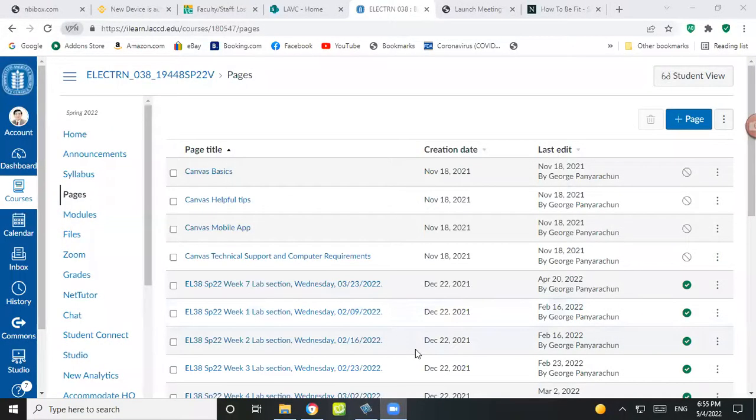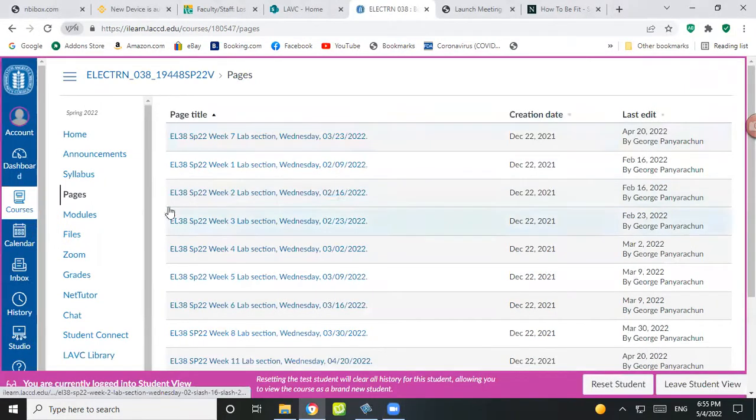Okay, I'm sharing the screen and I put on the recording. Let's see what we got here. Let's look at student view. I want to show you.